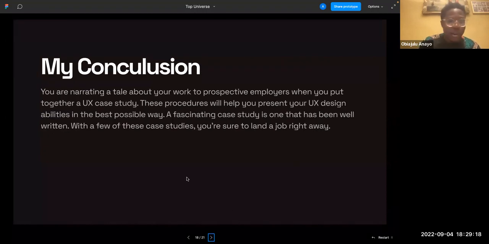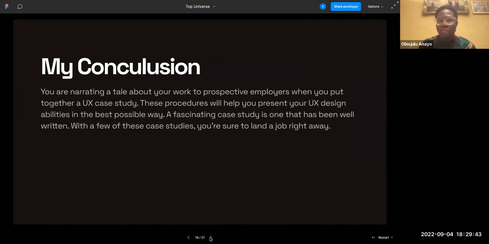So now this is my own conclusion, right? My conclusion is that you're narrating a tale about your work to prospective employers when you put together a very good case study. And these procedures will help you present your UX design abilities in the best possible way. A fascinating case study is one that has been well written, and with a few of these case studies, you are sure to land your job right away, right?